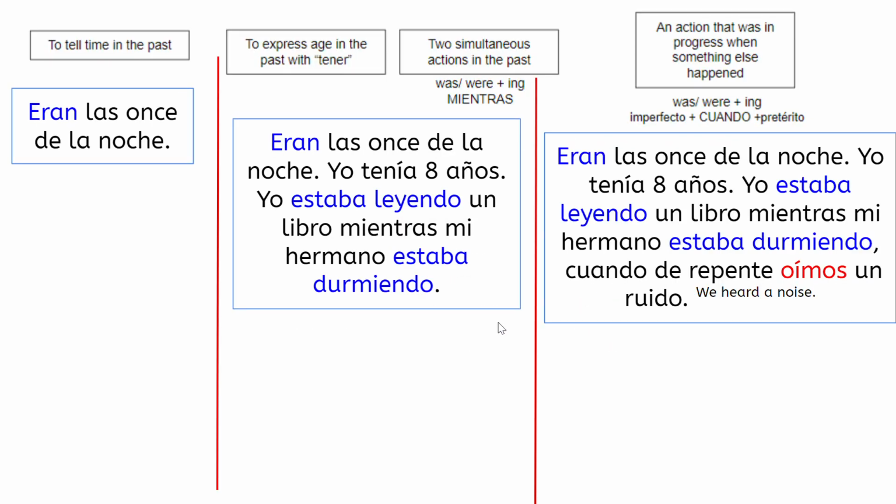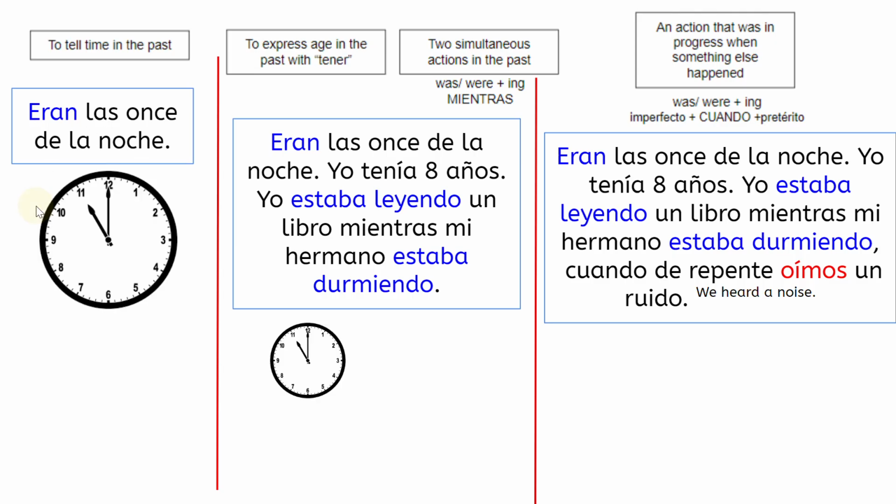Okay, now let's talk about imperfect, which is then interrupted, crashed, okay, by the preterite. So, I'm telling a story. Eran las 11 de la noche. That's imperfect. It was 11 o'clock at night. And I'm using the imperfect because I'm telling time. Starting the story again. Eran las 11 de la noche. Imperfect. Yo tenía 8 años. I was 8 years old.